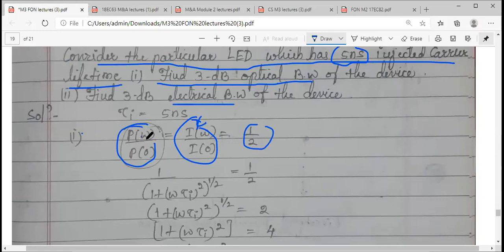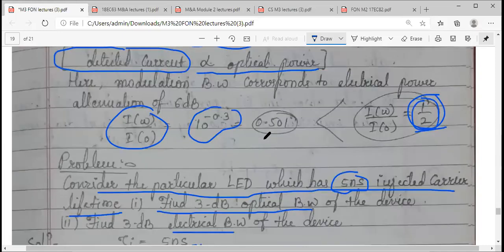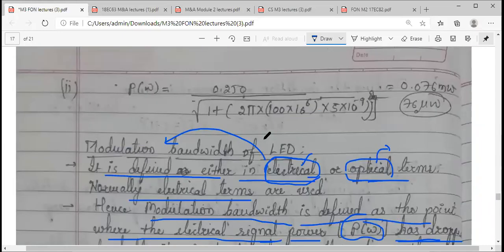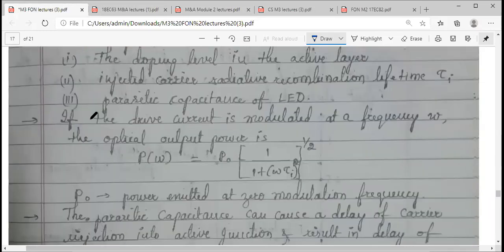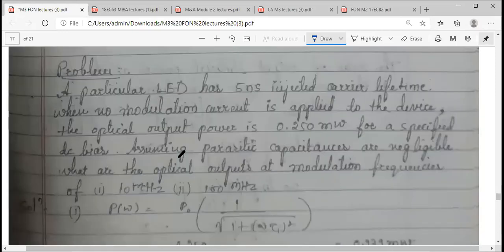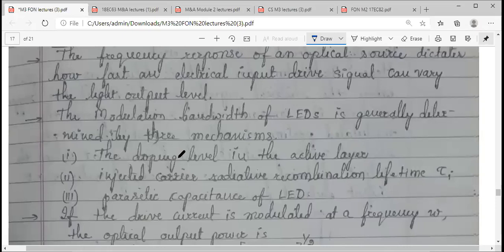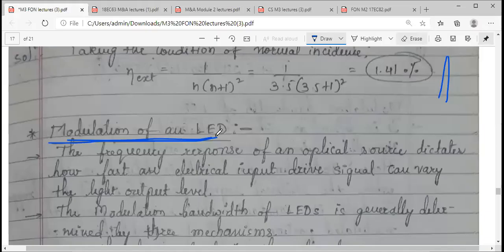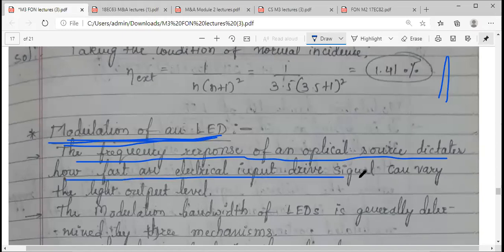But we have already seen what P of W is. This P of W is P naught into this ratio. Can I show you that? We have already discussed it. See, modulation in LED. Whether I completed this term, modulation, please let me know. So what is the modulation of an LED? The frequency response of the optical source will give some information. What is that? It is how fast your electrical input is driving the output.